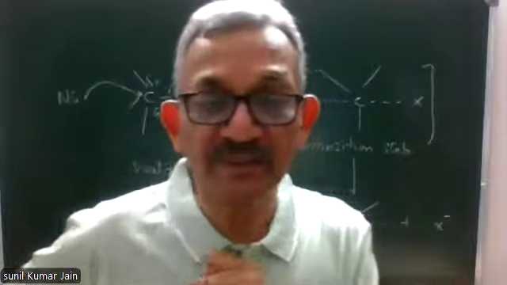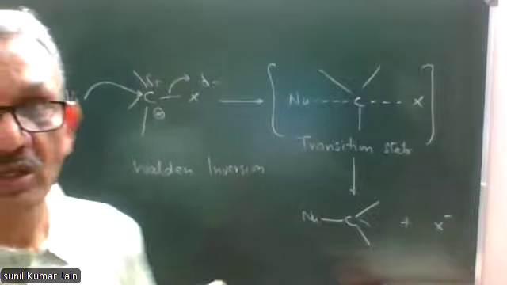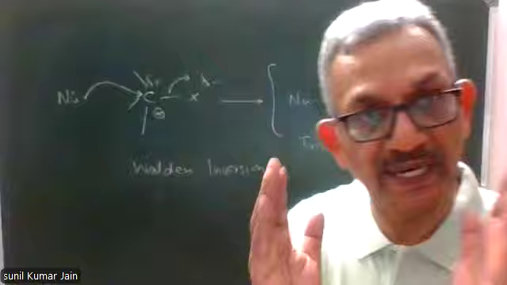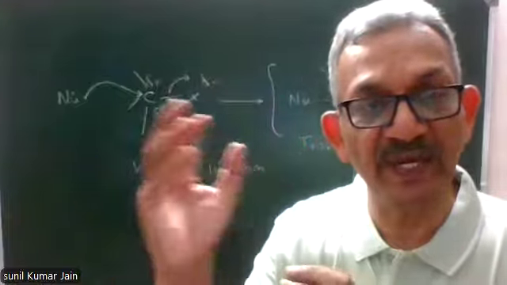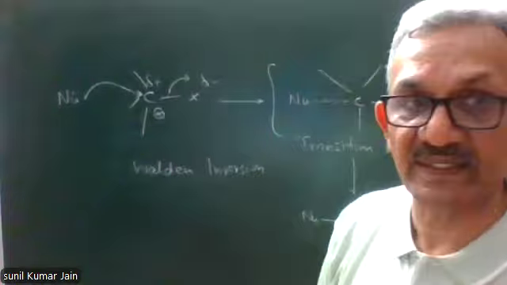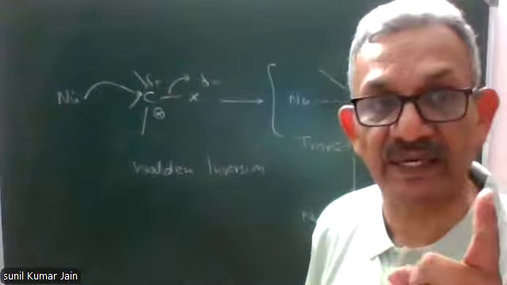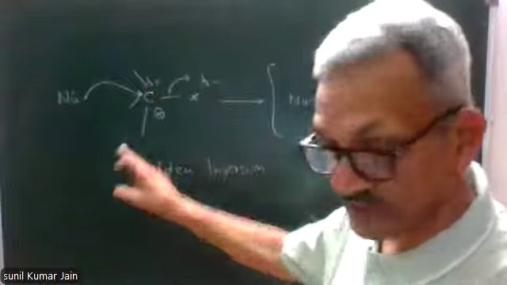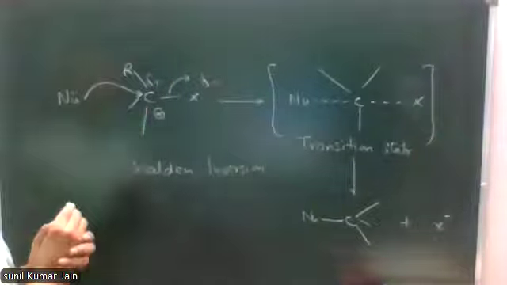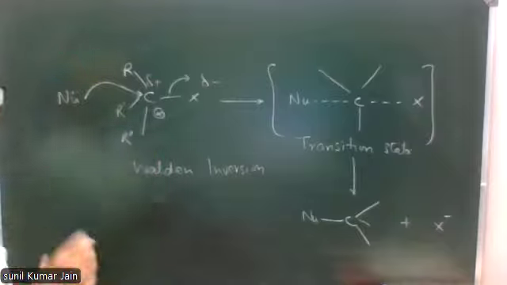Now, coming to the reactivity by this mechanism. If this alpha carbon atom is attached to hydrogen atoms, hydrogen will occupy less space compared to any alkyl chain. If there is one alkyl chain and 2 hydrogen atoms, it is a primary alkyl halide. If it is attached to 2 alkyl chains and 1 hydrogen, this is a secondary alkyl halide. If it is attached to 3 alkyl groups, then this is called a tertiary alkyl halide. So this is primary, this is secondary, and this is a tertiary alkyl halide.